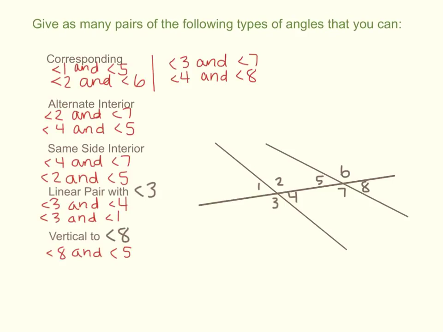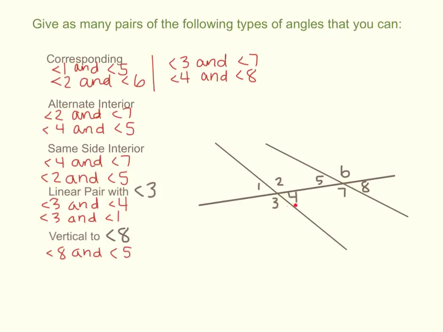Did you come up with these answers? You should see for corresponding that you have angle 1 and 5. So that means we have this guy right here, angle 1, and this one right here, angle 5. They're in the same relative position. 2 and 6, 3 and 7, and then 4 and 8. For alternate interior, I see that I have 2 and 7, right? They're on the opposite sides. 4 and 5, and nothing else for the inside. For same side interior, I see I have 4 and 7, and then 2 and 5.